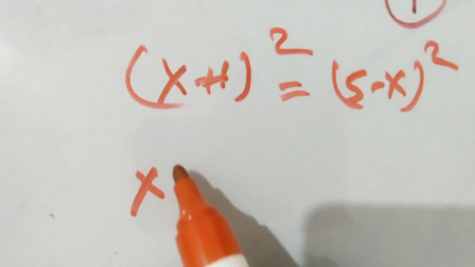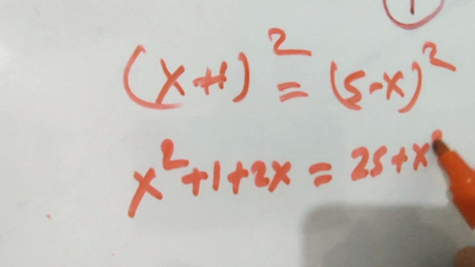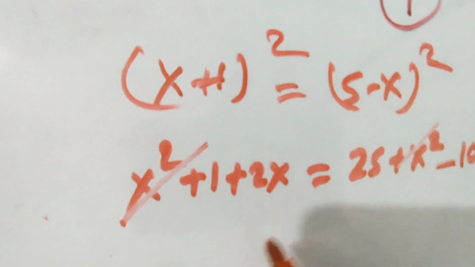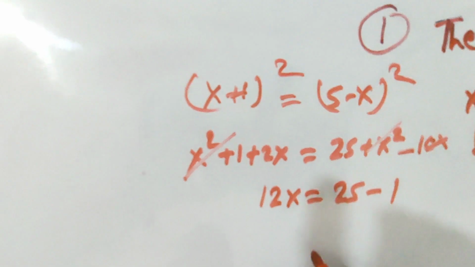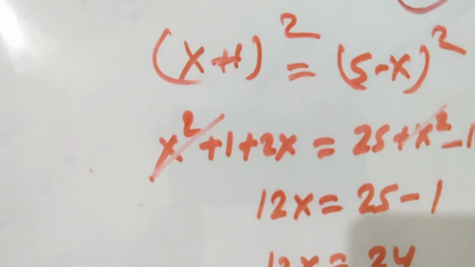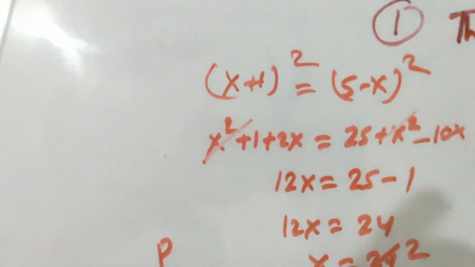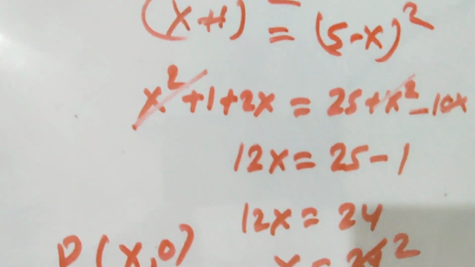Then using (a plus b) square, x square plus 1 plus 2x equals 25 plus x square minus 10x. The x square cancels. The 10x comes to this side, making 12x, and this side 25 minus 1. Then 12x equals 24, so x equals 24 by 12, and the x value is 2. Then the P coordinate is (x, 0), that is, (2, 0).